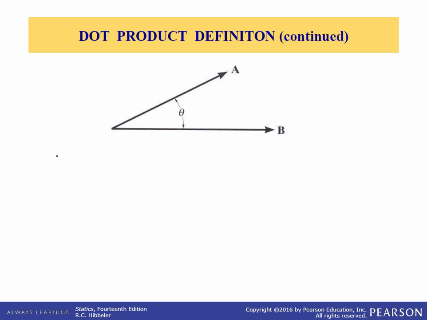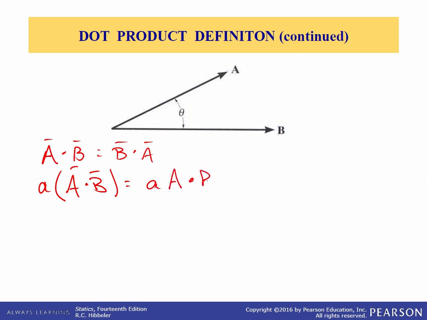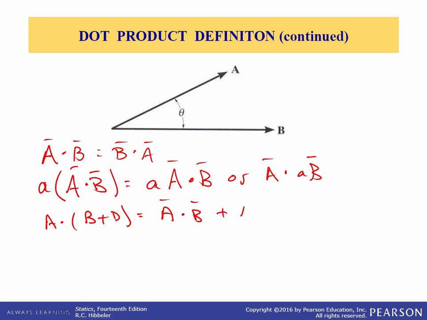Now some laws of operation, commutative law, that is, A dot B is equal to B dot A. If you multiply the dot product by a scalar a, so a times A dot B is equal to scalar a times the vector A dotted with B, or A dotted with a times the vector B. And finally, the distributive law, A dot B plus D is equal to A dot B plus A dot D. And these are vectors also, and that's a dot product.